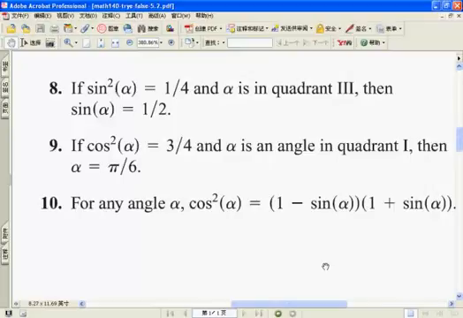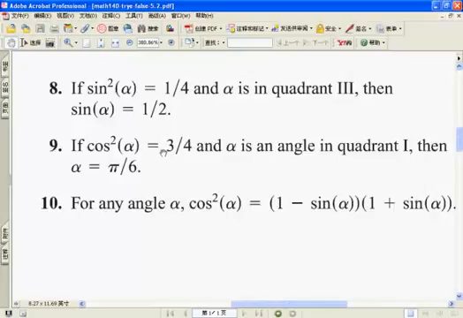In the quadrant 3, what is the sign of the sine function? Negative, right? So you see in the quadrant 3, below the x-axis, the y value is negative. So that means sine of alpha should be equal to negative 1/2, right? So this number 8 is false. Okay.